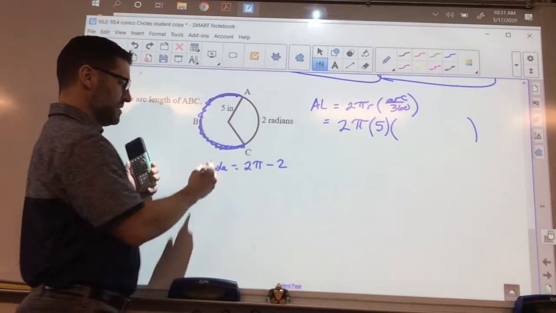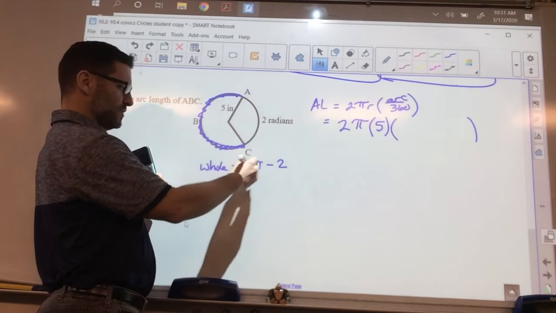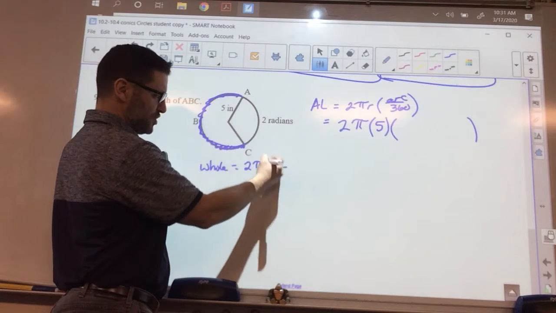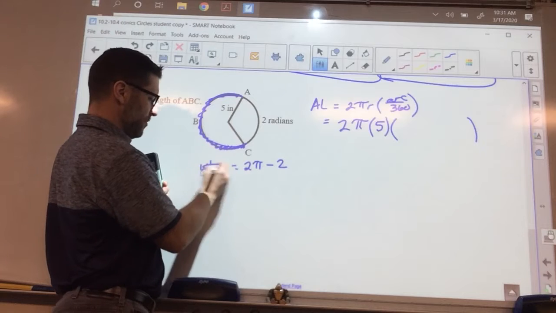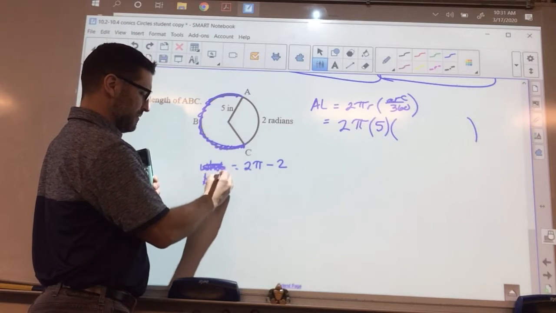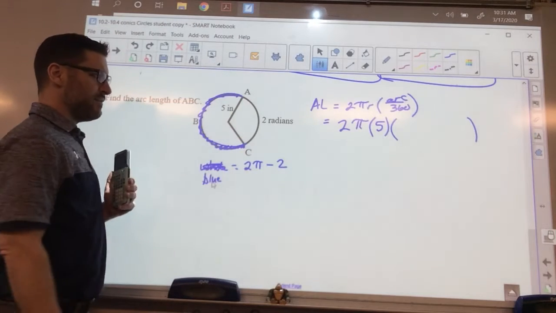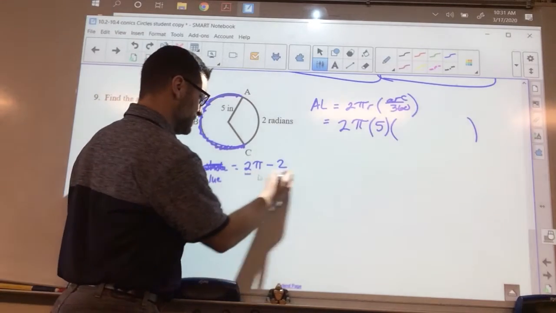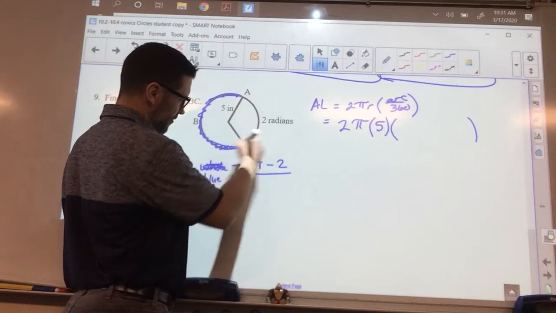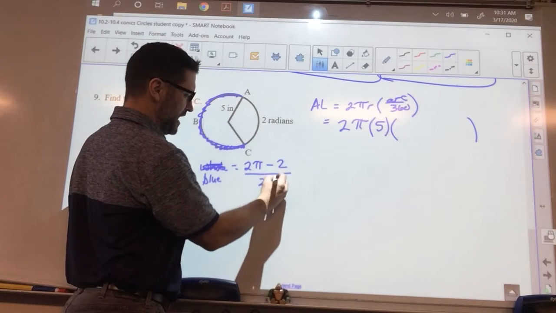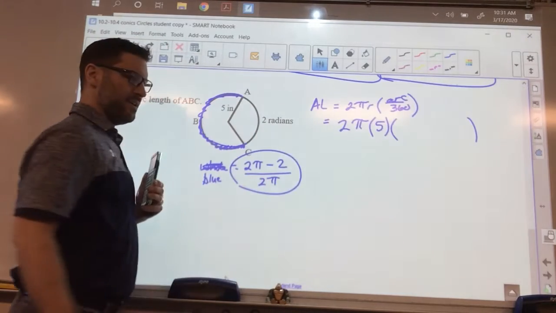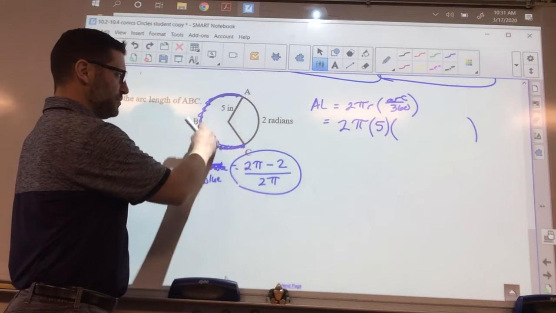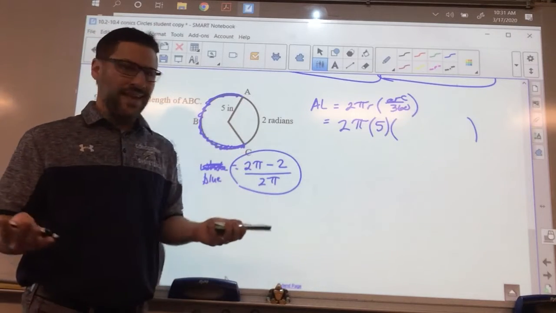The whole circle is 2 pi, and then that little chunk right here, that's the blue part, the highlighted blue I have. And then I still need to know what percentage that is of the whole. So I'm going to divide that by the whole revolution, which is 2 pi. And this fraction right here represents the blue chunk, the blue length.